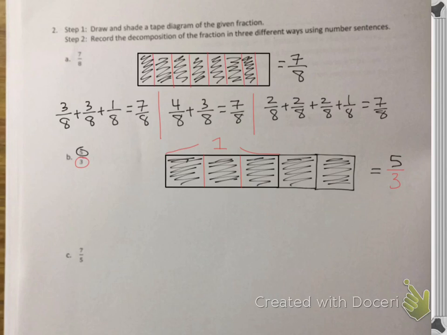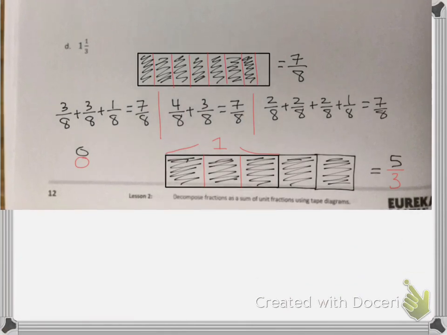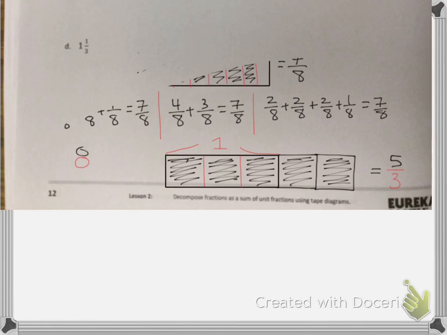And then I want you to decompose this in 3 different ways that we can add up to 5/3, just like we did on our first problem here, right? I want you to do 3 different number sentences to decompose. So pause the video if you need to, but I'm going to move on to 1 1/3, just to give you an idea of how to solve this problem.